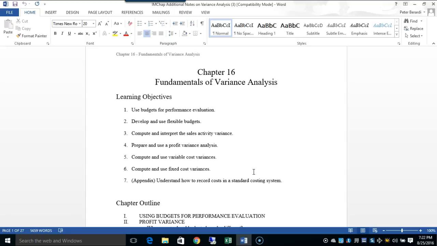Before we get into the variance analysis and some of the number crunching, let's just talk about the standard costing system. In a manufacturing company, especially with process costing involved, like a Coca-Cola or, let's say, a tire company that makes 15 different types of tires or so on, companies use what's called standard costs.